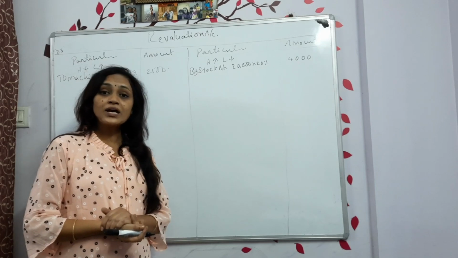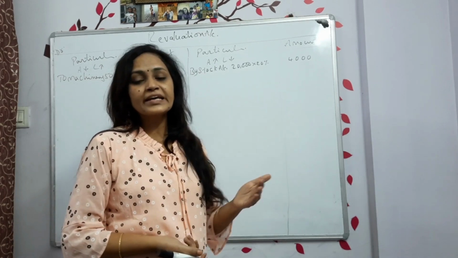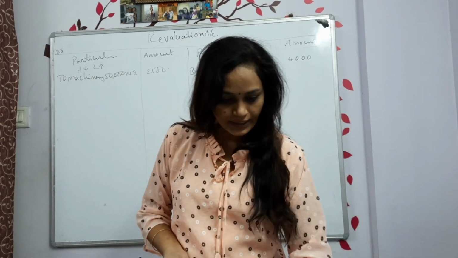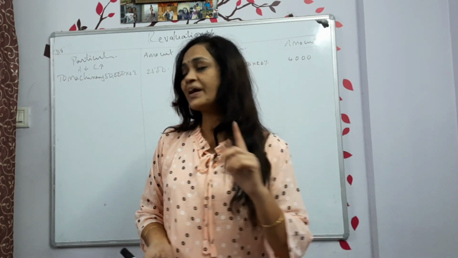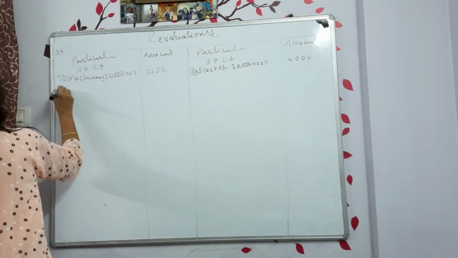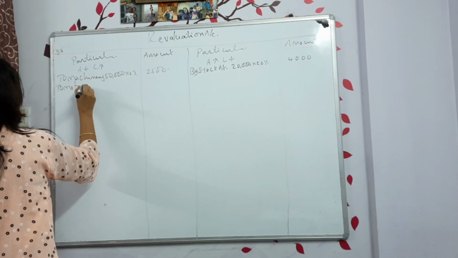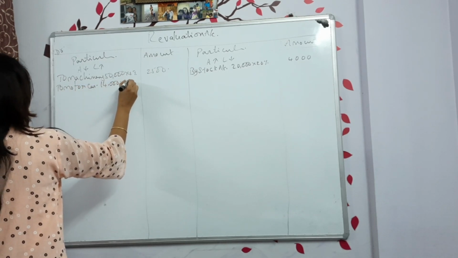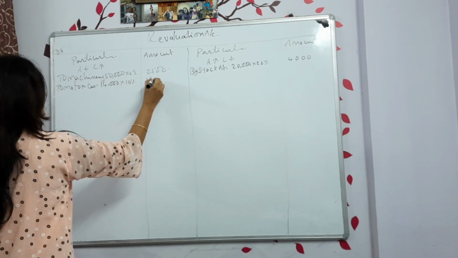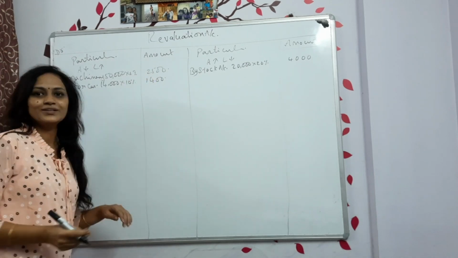Okay. Next, motor car depreciated by 10%. What is the value of motor car? Motor car value is 14,000 and it is depreciated by 10%. So, write down to motor car, 14,000, on that 10% you will get 1,400.